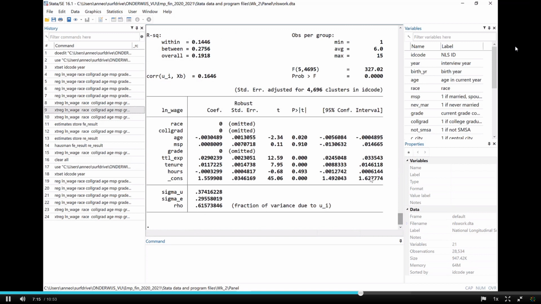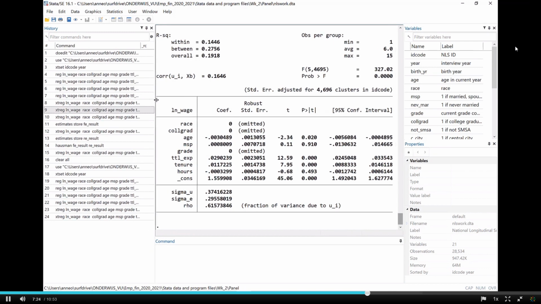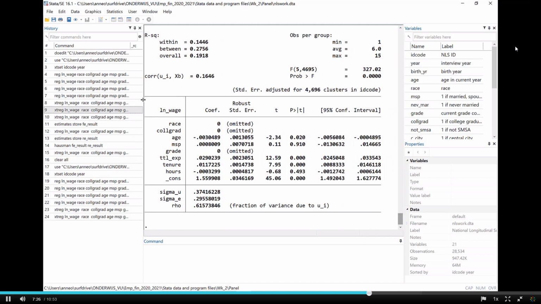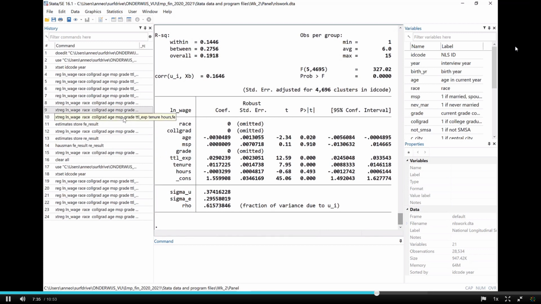So the takeaway is, if you already have individual fixed effects, you could again use clustered standard errors, but you see that the effect is less than if you compare the standard errors of a pooled regression versus a pooled regression with clustering. Okay, that was part 1 of my video.